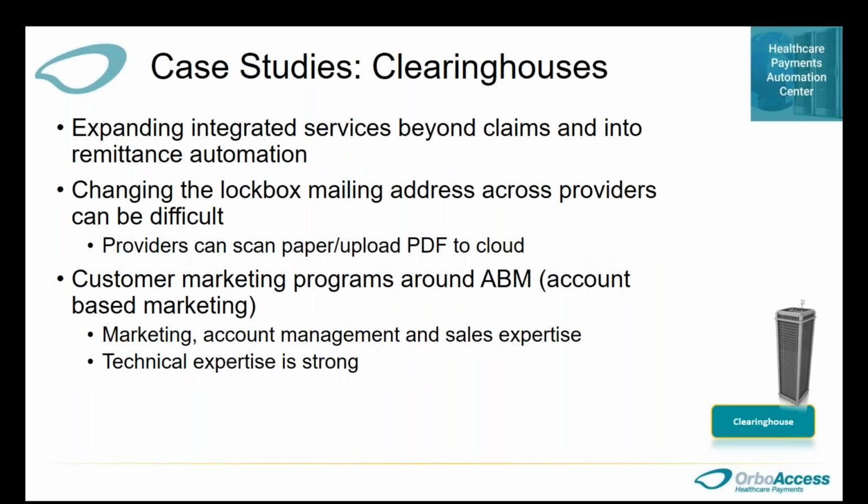Case study number 2 is the clearinghouse market. We've seen that a lot of clearinghouses want to integrate processing these paper remits into their remittance automation solution. Right now, many of them don't touch remittances. They only touch the claim side. So this is a value add to them. One of the challenges for them is actually getting that lockbox address changed, though, if they are indeed going to be the interception point.